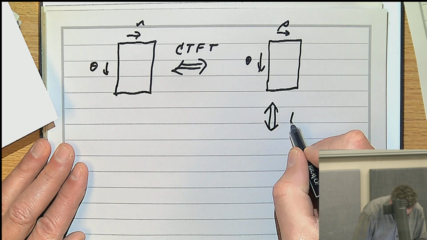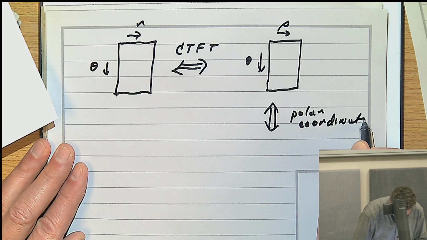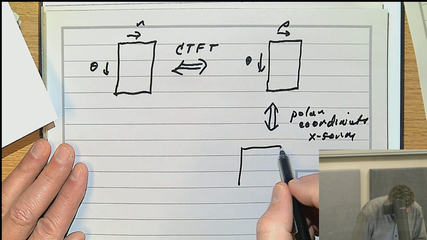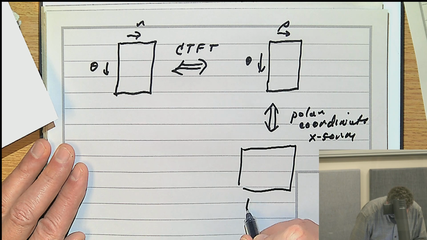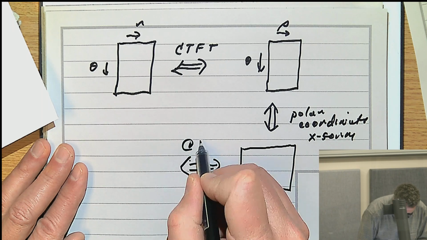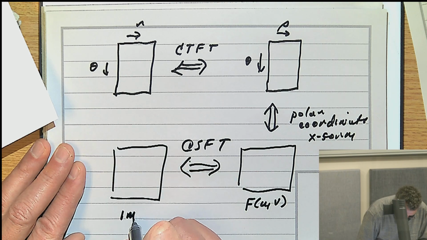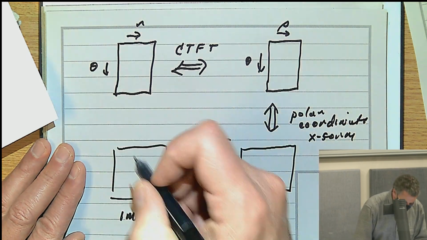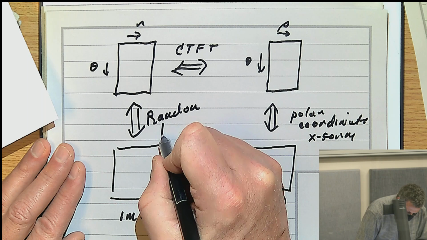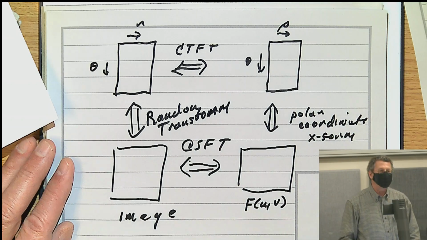Okay, and then this thing is a polar coordinate transform, X form. This becomes the f of uv, and then this thing is the continuous space Fourier transform. And this is the image. And then this thing here is the radon transform. Okay, so that's how it works.